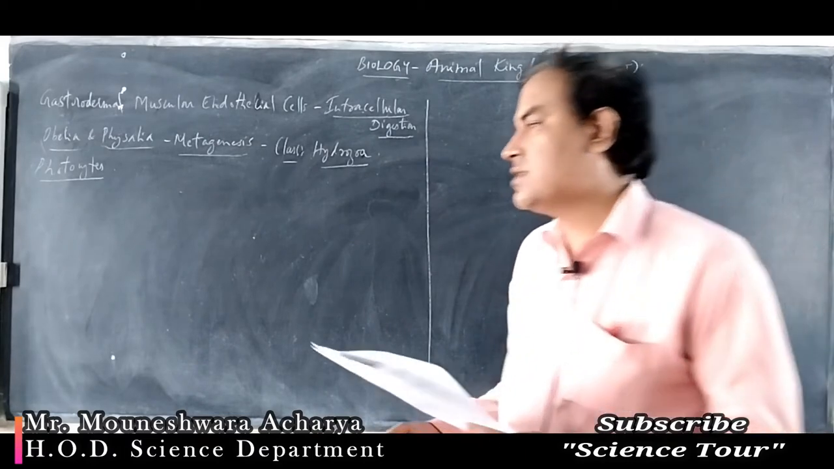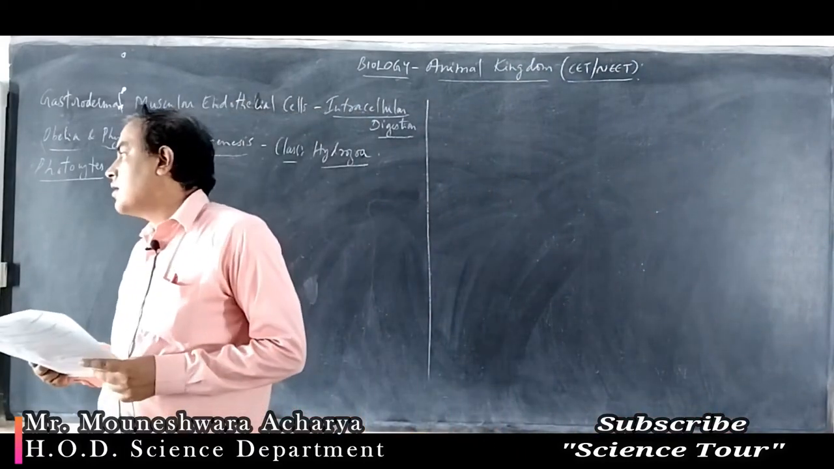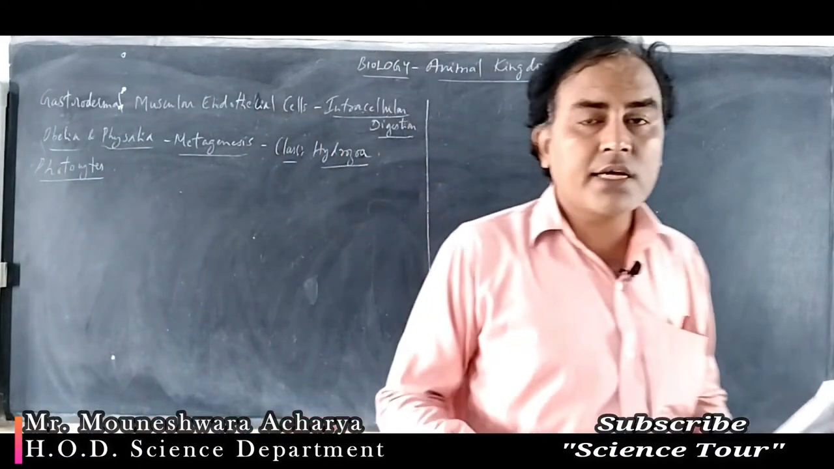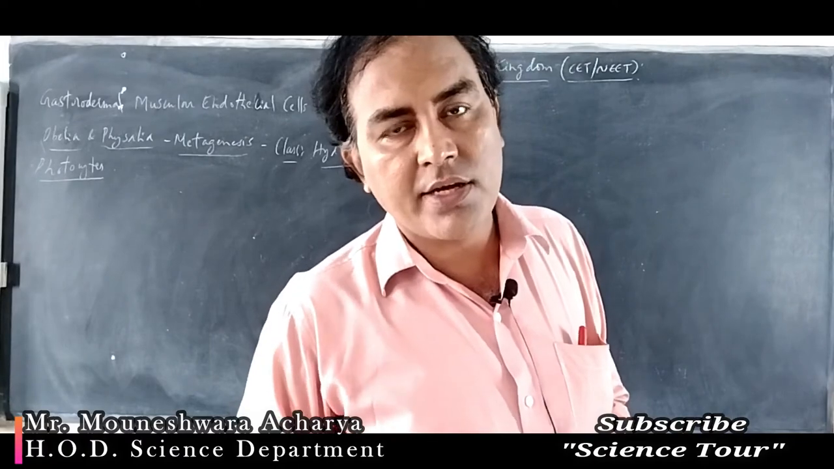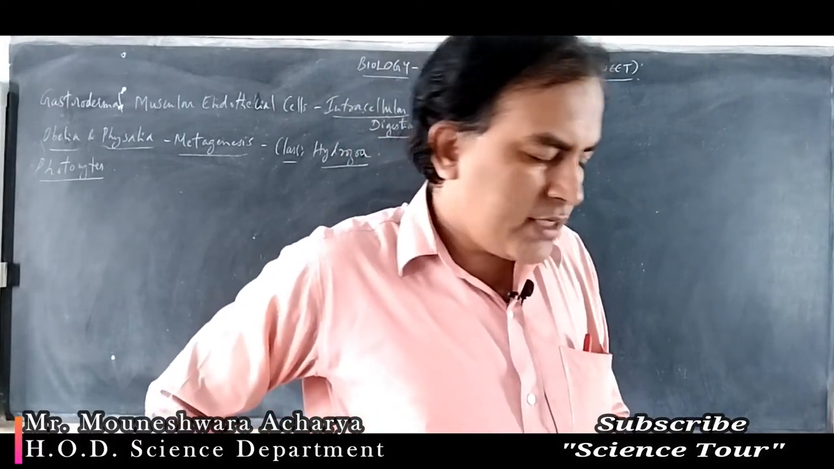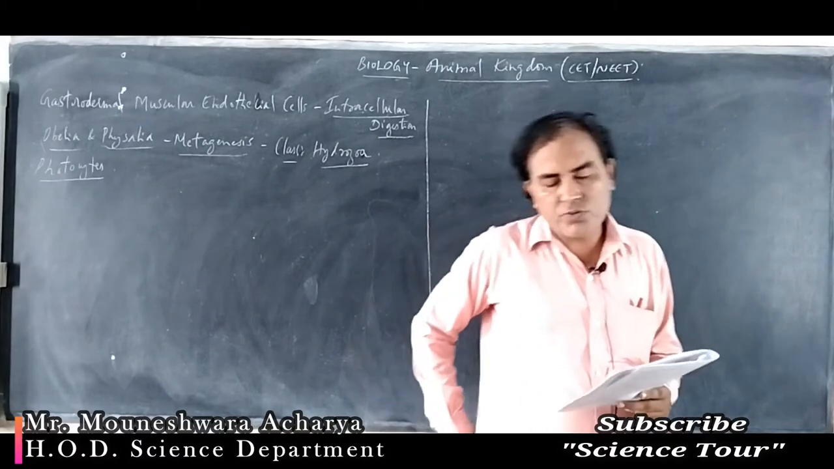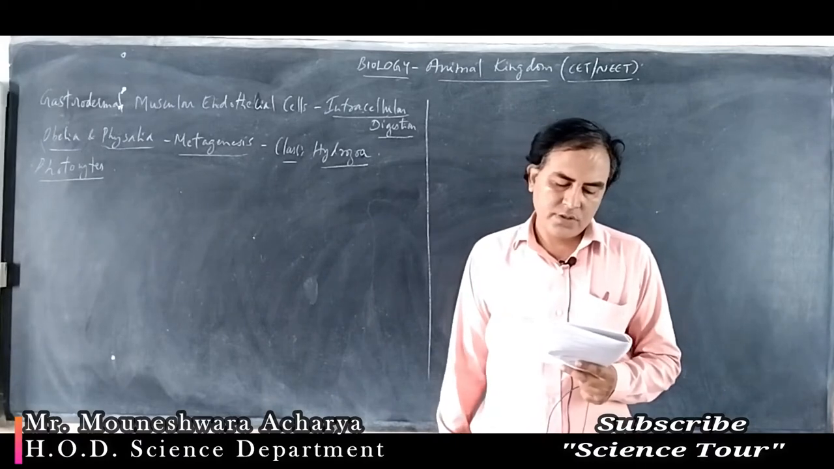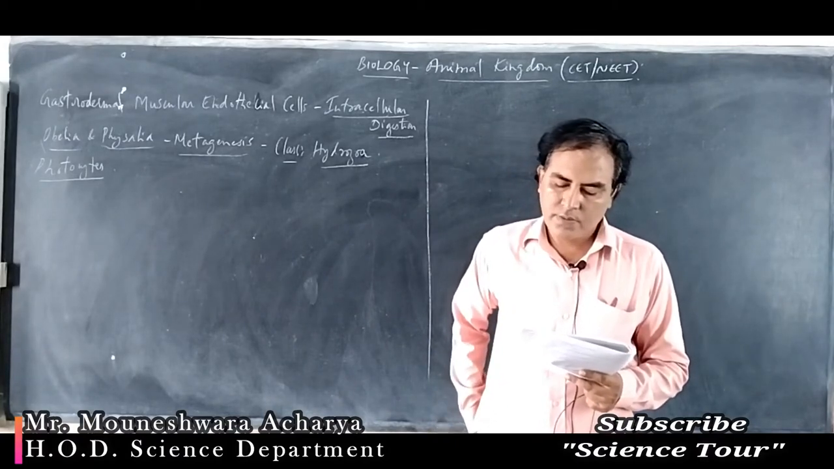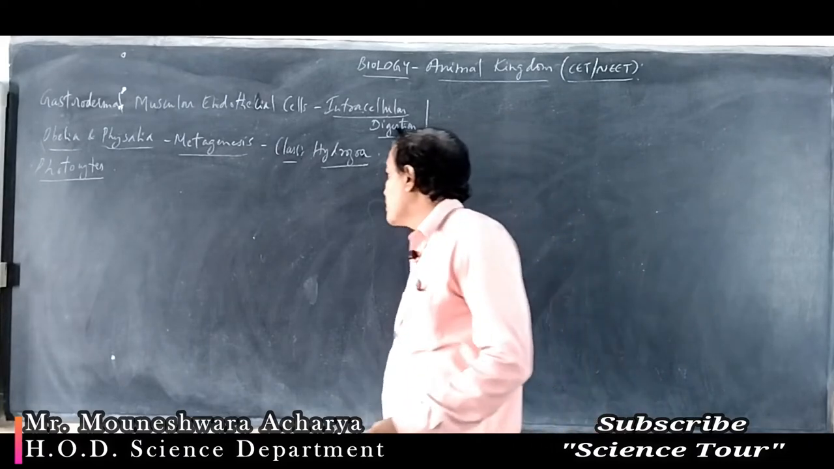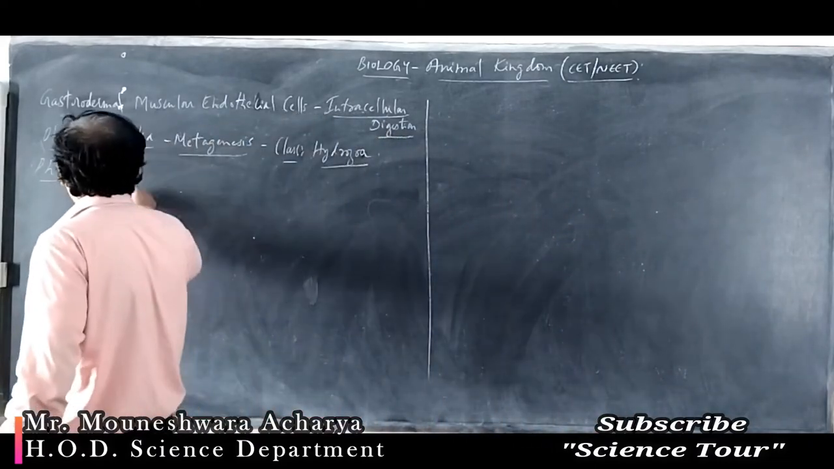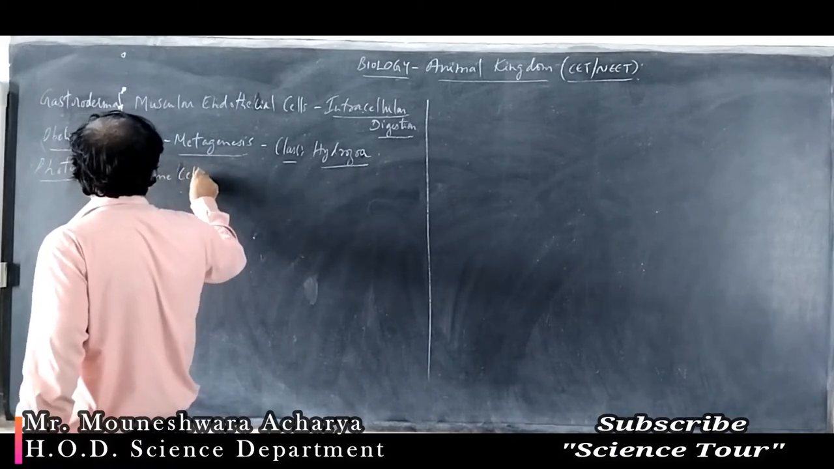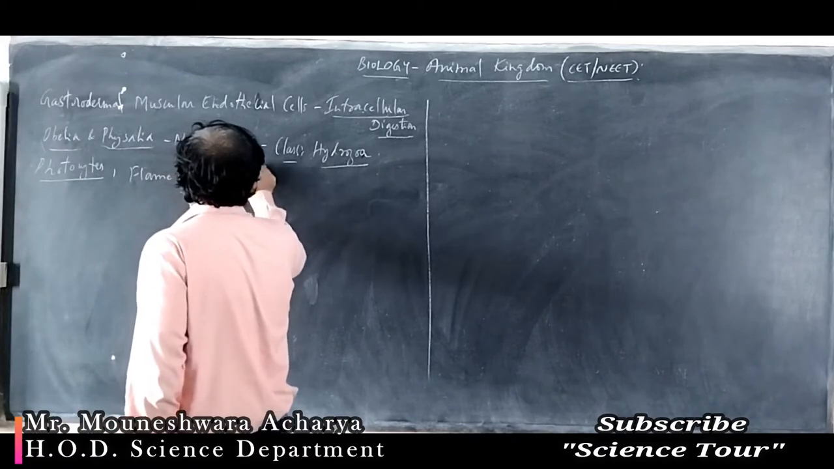Why are they called flame cells? Because they excrete the nitrogenous waste which appears like a flicker of flame. So that is why they are called flame cells. And these flame cells also help to maintain the water and salt balance, that is osmoregulation. The flame cells are also called protonephridia. What is another name for flame cells? They are also called protonephridia.